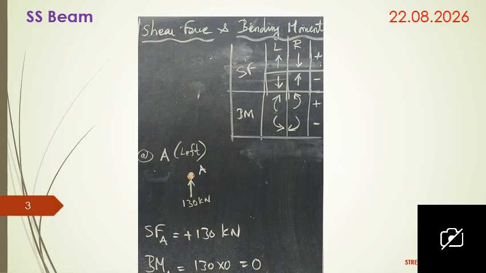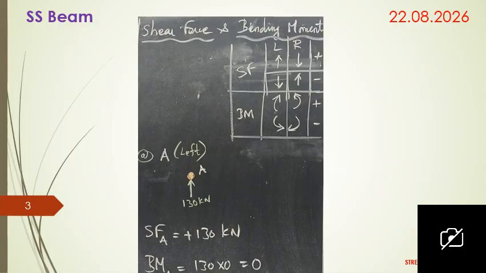Left side clockwise, right side anti-clockwise is positive; left side anti-clockwise, right side clockwise is negative in case of bending moment. As we have already discussed what is meant by shear force and what is meant by bending moment, I am repeating this again here.